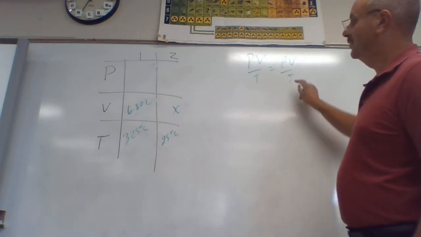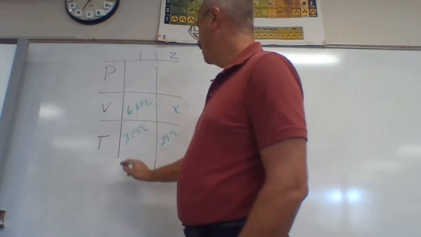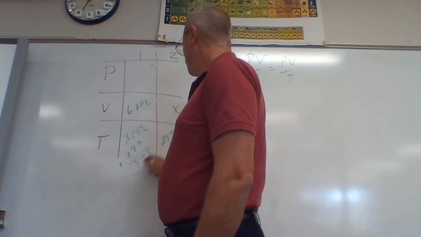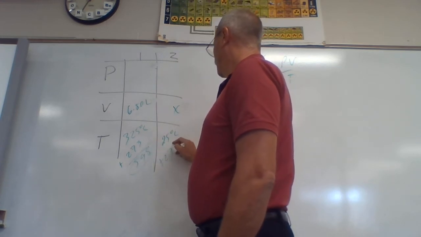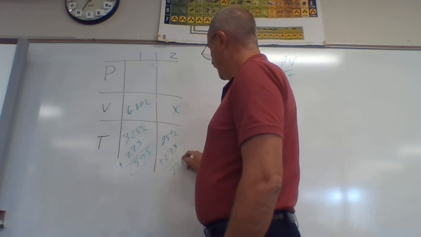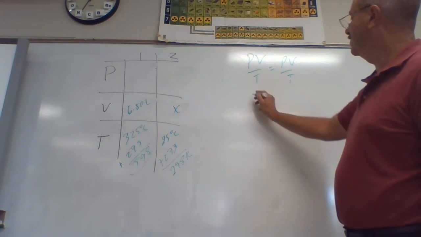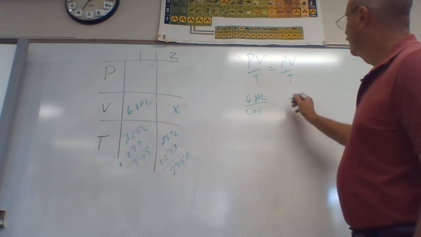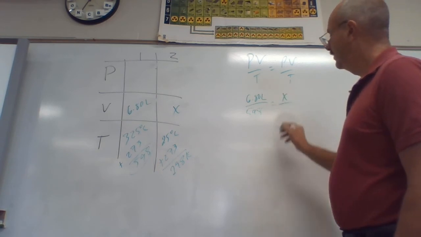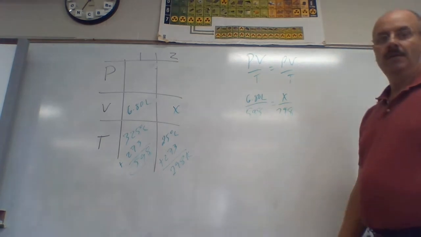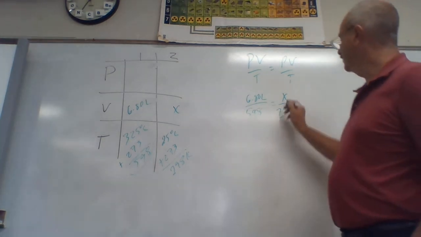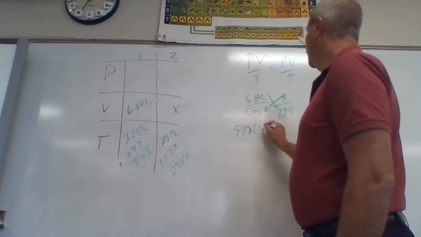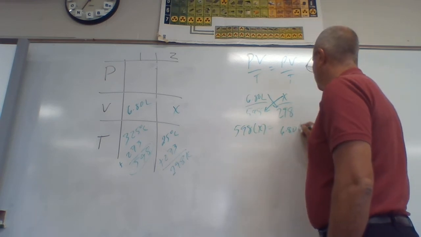So we're going V over T equals V over T. But we have to change our temperature. Don't forget, we have to add 273 to this. So that's 598. And we're going to add 273 to this one. So that's 298. So my volume, 6.80 liters over 598 equals X, which is our other V, over 298. Now to get X, I have to cross multiply. So I'm going to take this times that, this times that. So I get 598 times X equals 6.80 times 298.